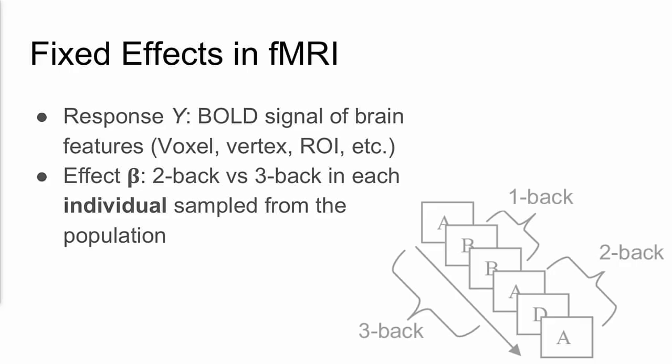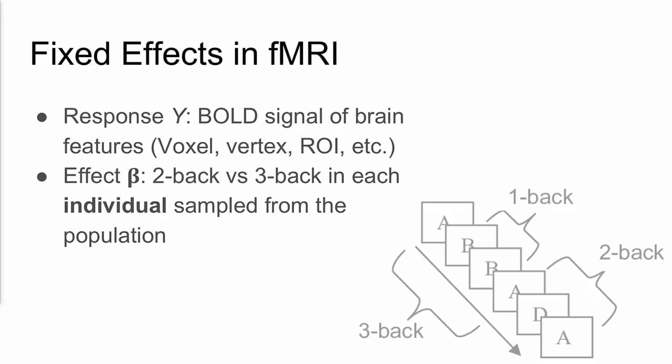In fMRI, this might look something along the lines of: our response is going to be the BOLD signal of the brain. These could be voxels, vertices, ROIs, whatever. And our effect is maybe we're looking at a 2-back versus 3-back. Everything we say here for effects applies equally to contrasts. They're mathematically equivalent.